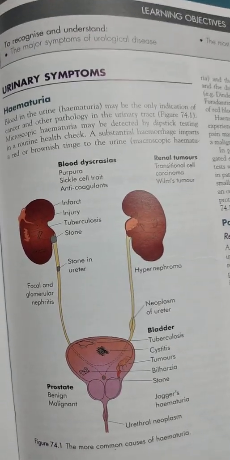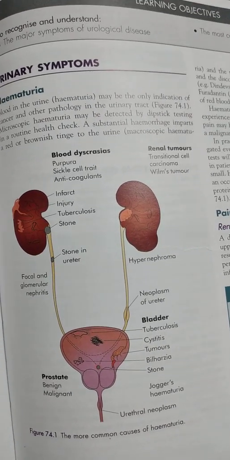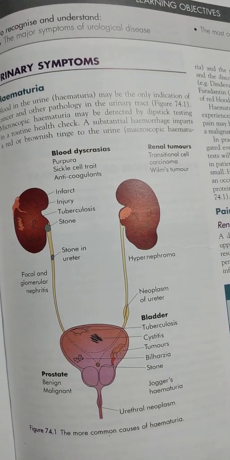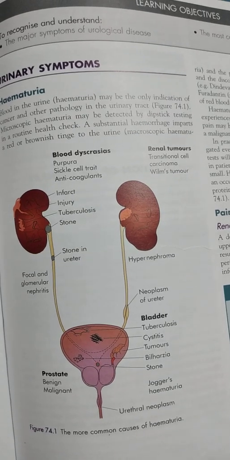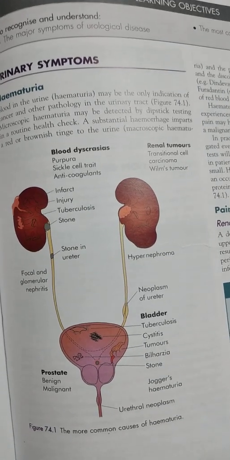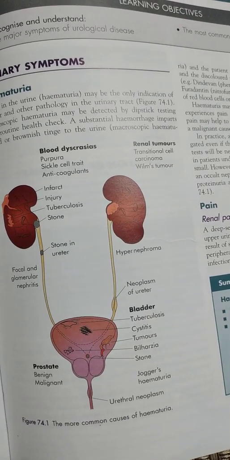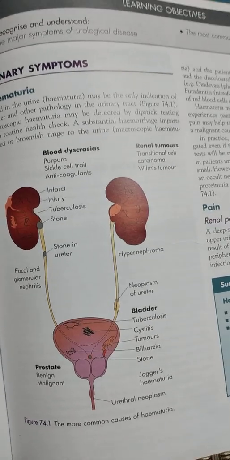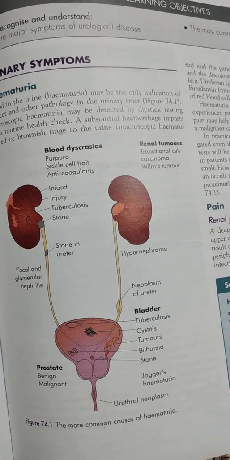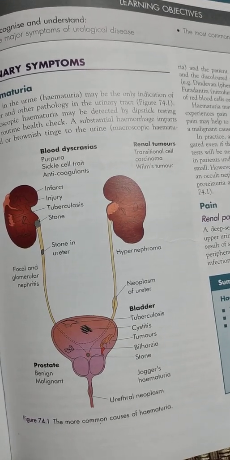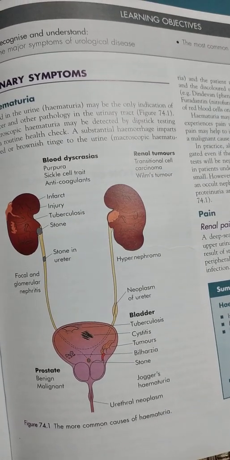The book has illustrated here so many causes which can cause hematuria. One of the causes is pre-renal, and there are diseases mentioned here like purpura, sickle cell trait, and anticoagulants, in heart patients who are taking anticoagulants or antiplatelets and things like that. There may also be local involvement of the kidney because of infarction or injury. When there is a trauma to the kidney, with contusion and laceration, it will present with gross hematuria. In tuberculosis also a person may have hematuria.